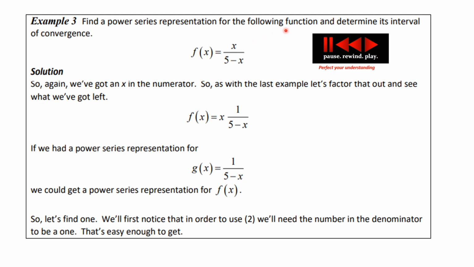Let's find a power series representation for the following function and determine the interval of convergence. This is f of x is equal to x over 5 minus x. And again, these are good problems to practice. So again, what we're going to do is write this as f of x is equal to x times 1 over 5 minus x. But this 1 over 5 minus x isn't exactly what we want. So we're going to have to work on that a little bit. Let's start with g of x equal to 1 over 5 minus x. And then we can just distribute the x and we'll be done.